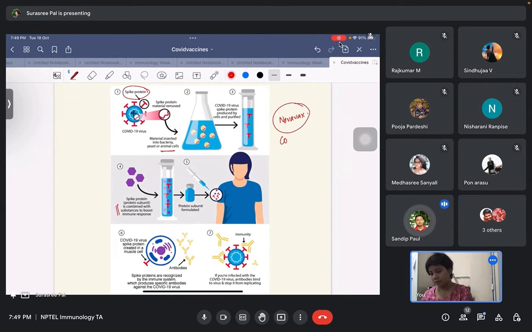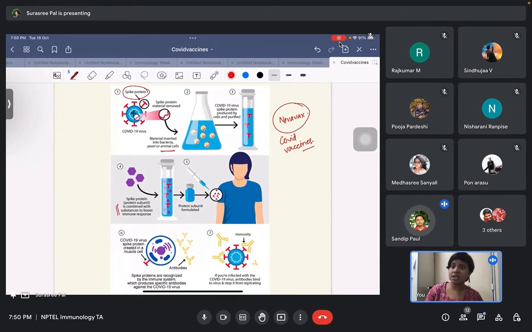Like subunit means only that epitope we are transferring into the cell, is it? Not the epitope, but the whole protein, the whole spike protein. Subunit in the sense, because it is not the whole organism. That is why it is a subunit. Like one part of it. One part of the organism, yes, which can elicit the immune response.